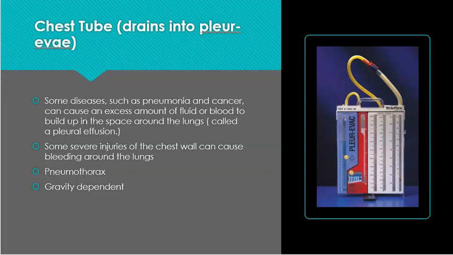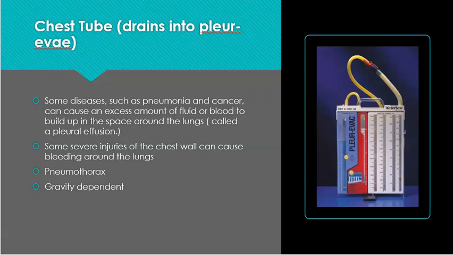So this is kind of what it might look like for what's called a pleural evac, especially for someone that has drainages. Some diseases such as pneumonia and cancer can cause an excess amount of fluid or blood to build up in the space around the lungs, which would be a pleural effusion. Some severe injuries to the chest wall can cause bleeding around the lungs, again, pneumothorax or gravity dependent. So this would measure the fluid.